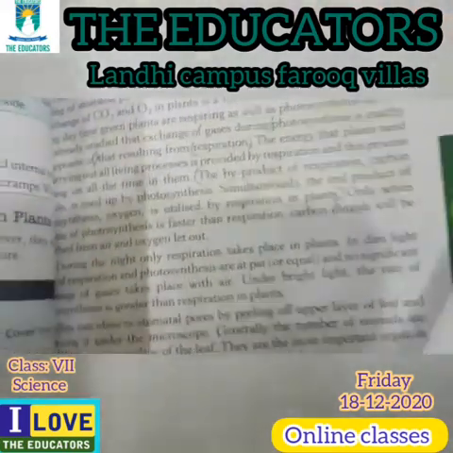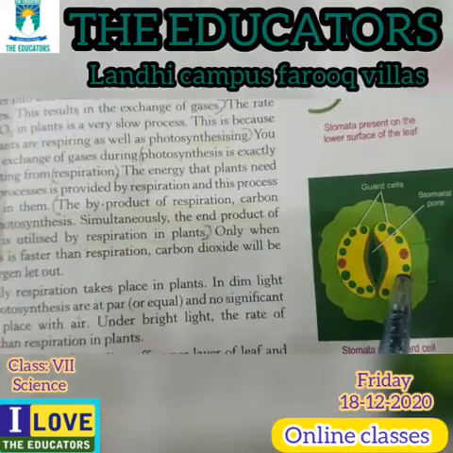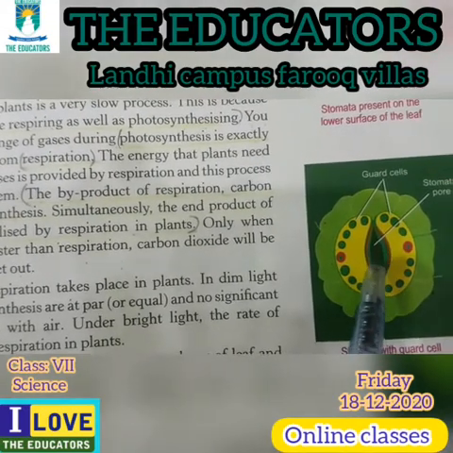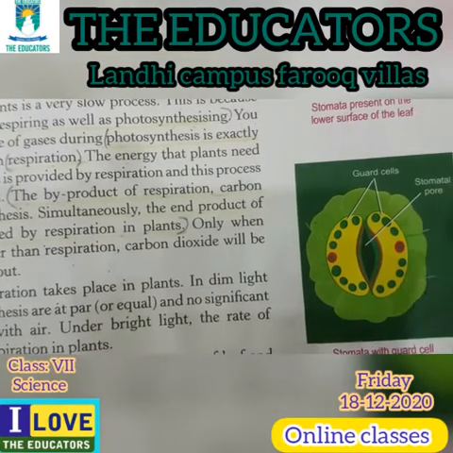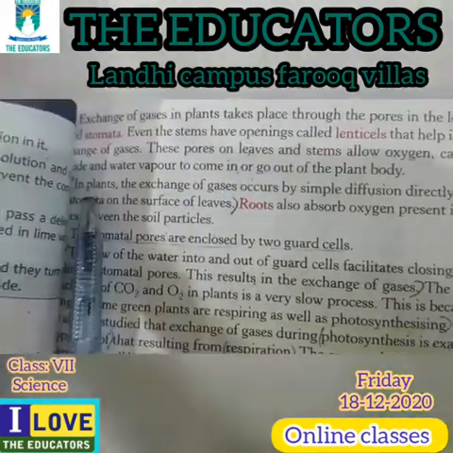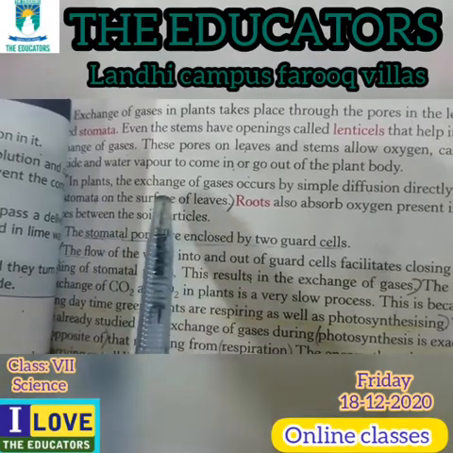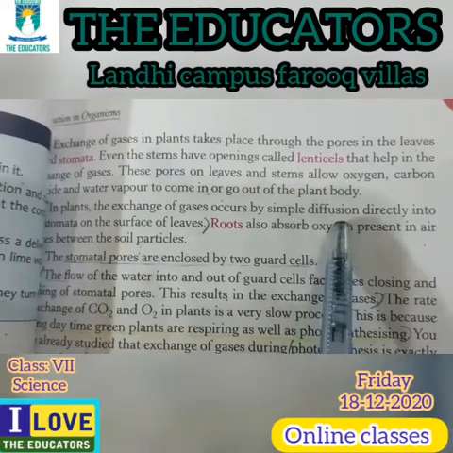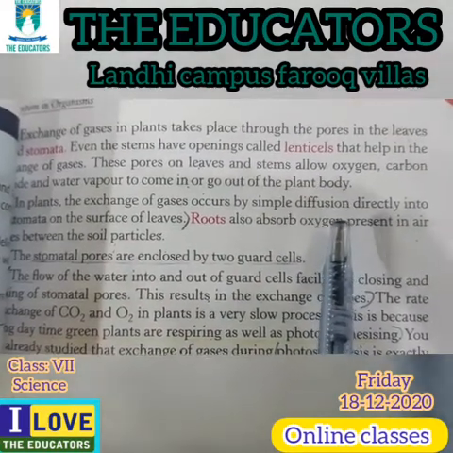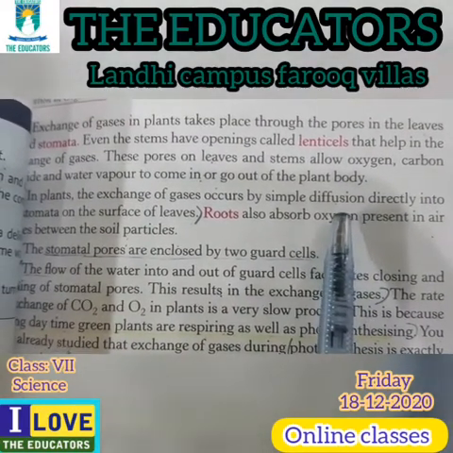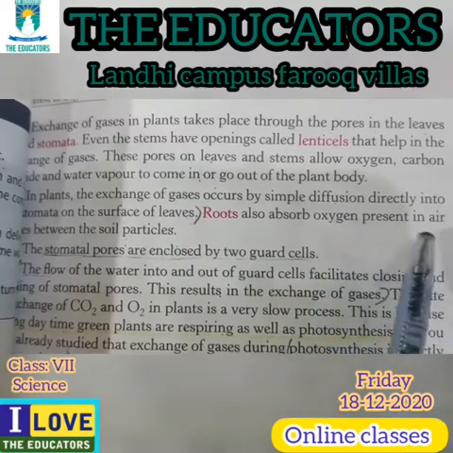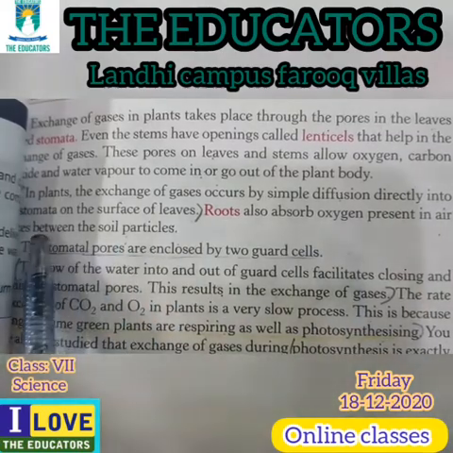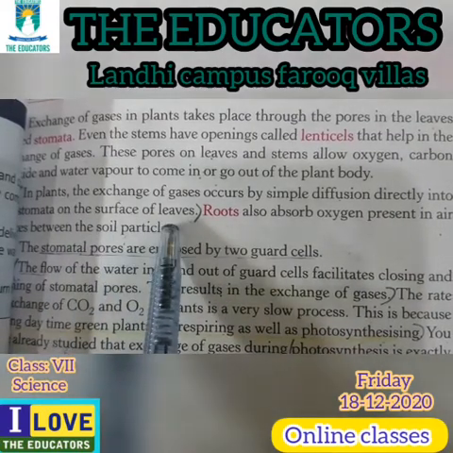You can also see here. This one is the guard cell, and this pore or space is called the stomatal pore. In plants, the exchange of gas occurs by simple diffusion. What is the process of diffusion? The molecules transfer from the higher concentration to the lower concentration, and it is a simple diffusion directly into the stomata on the surface of the leaves.